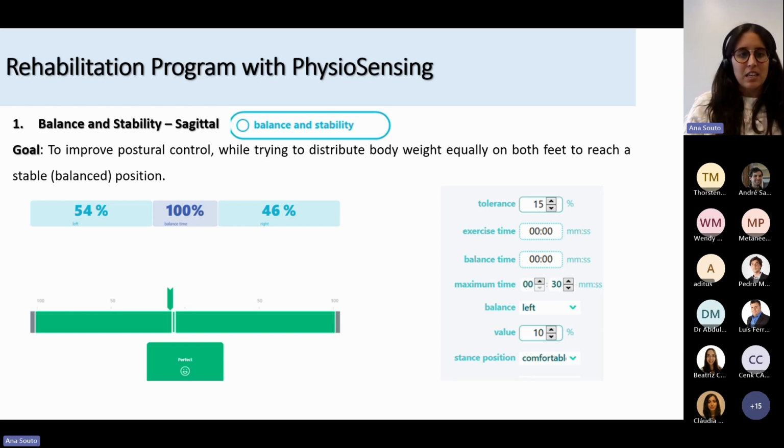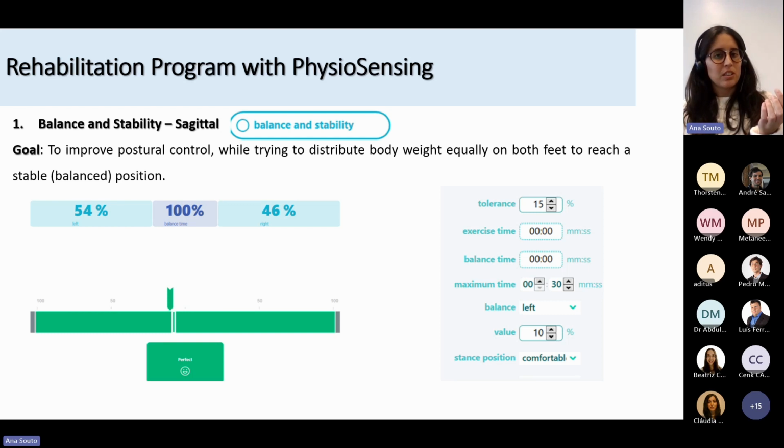Okay, and this is the visual biofeedback that the patient has. I have a video at the end of the presentation with this exercise. You will see it. Here's just a picture. But the main thing is to learn and understand how to change and adapt the parameters of the exercise to the patient. So we have here the tolerance.